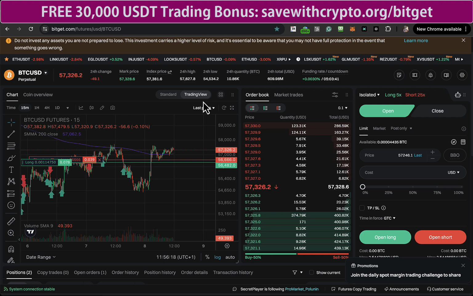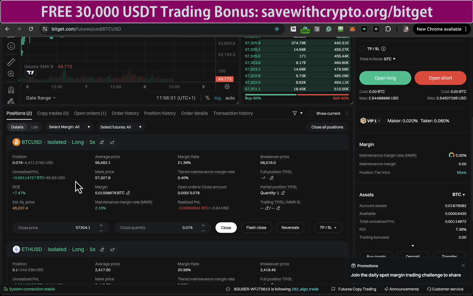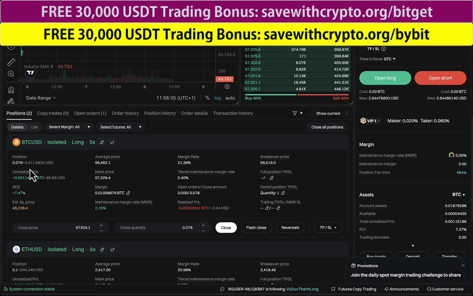Now, if you want to do this, the same as what I'm doing here, I mean, I'm only trading with, what is it now? I think it's less than $1,000 worth of Bitcoin. I'm doing that at 5x leverage, so it looks like I'm trading with 4,471. So not a ginormous amount.